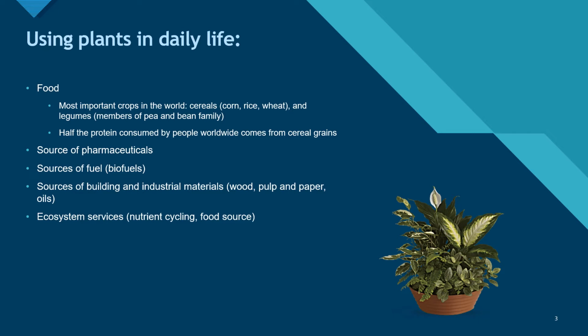Okay, so here's the list that I came up with, and this is not even half of them. So obviously food, basic foods like berries, but also things like salads and leaves. And then the most important crops in the world, like cereals, corn, rice, wheat, and legumes, which are members of the pea and bean family. And half of the protein consumed by people worldwide actually comes from cereal grains, believe it or not.